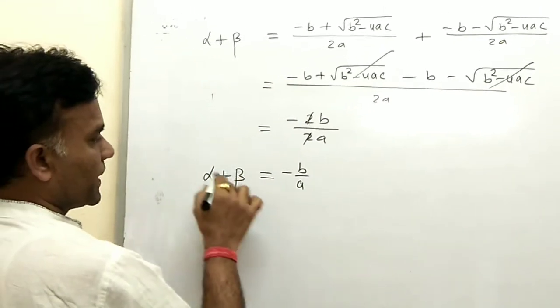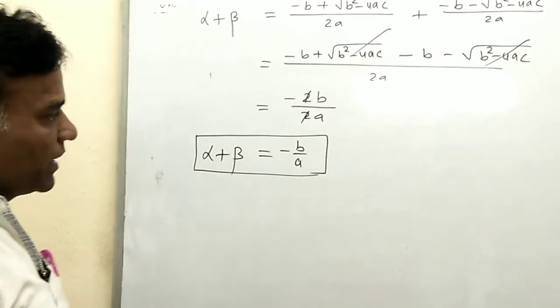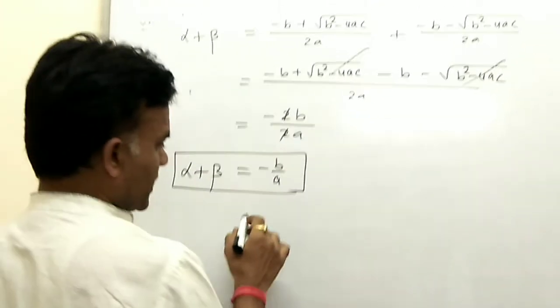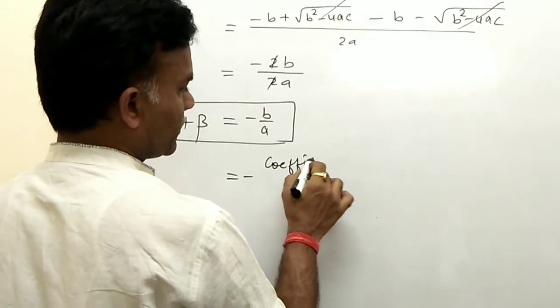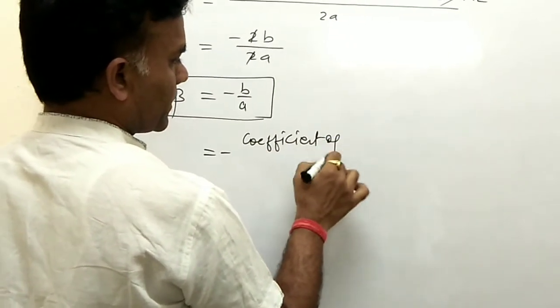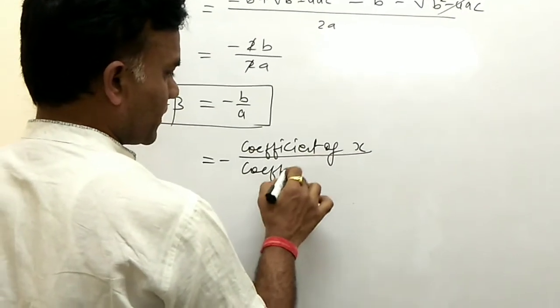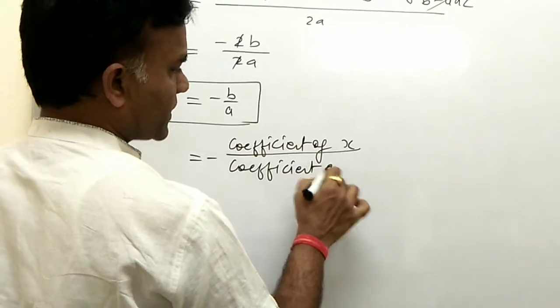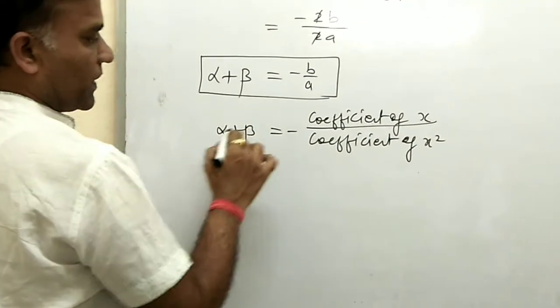That is alpha plus beta. Okay, so the first relation, alpha plus beta, is minus b by a. Now if you compare with the quadratic equation, that is minus of the coefficient of x, and in the denominator you write down the coefficient of x square. Okay, so this is the concept of alpha plus beta.